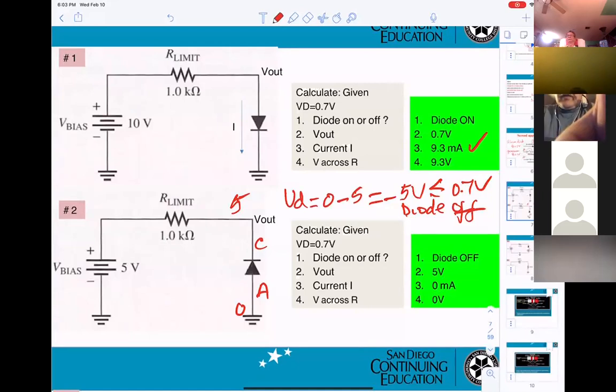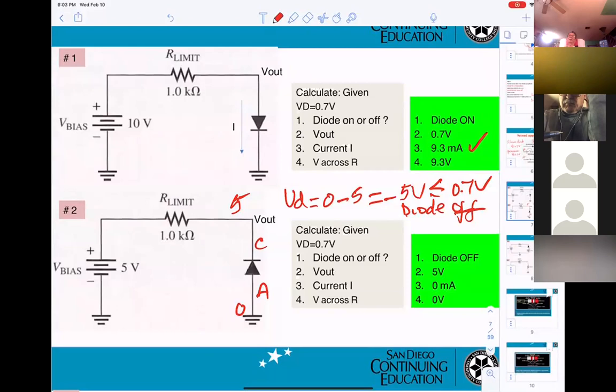How did you find that V out is 5? You see the V bias is 5 volts. It looks like that because the diode is reversed. Now the positive voltage is on the cathode, so it's reverse biased and it's an open circuit, so there's no current. So there's no voltage drop across our limit, right? So the battery voltage appears at V out because there's no current flowing in the circuit, right?